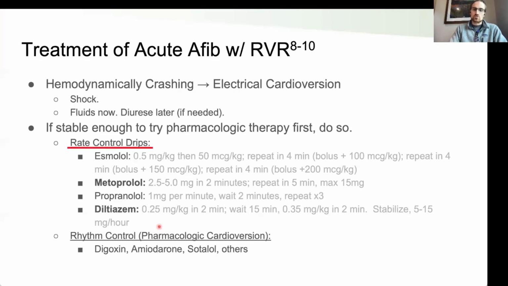These are some of the rate control drips as well, metoprolol, which you'll see more commonly, propranolol and diltiazem, as well as with the initiation and onboarding, which we're not going to get into. And then you can do rhythm control with either digoxin, amiodarone, sildenafil, or a whole bunch of others. At this point, you're definitely consulting cardiology. They've probably already been on board, and you should have had somebody call them the second you realized that they were in an unstable situation with A-fib.